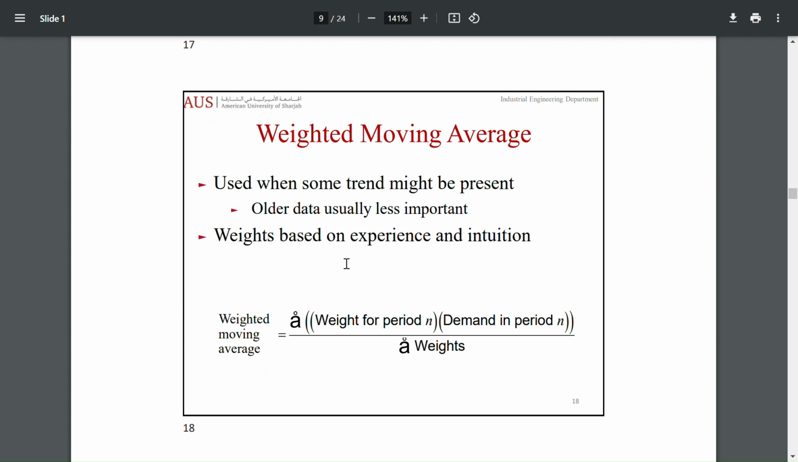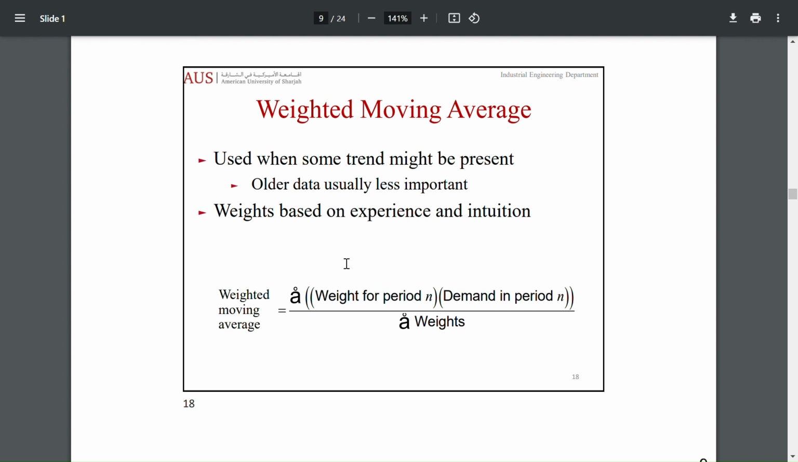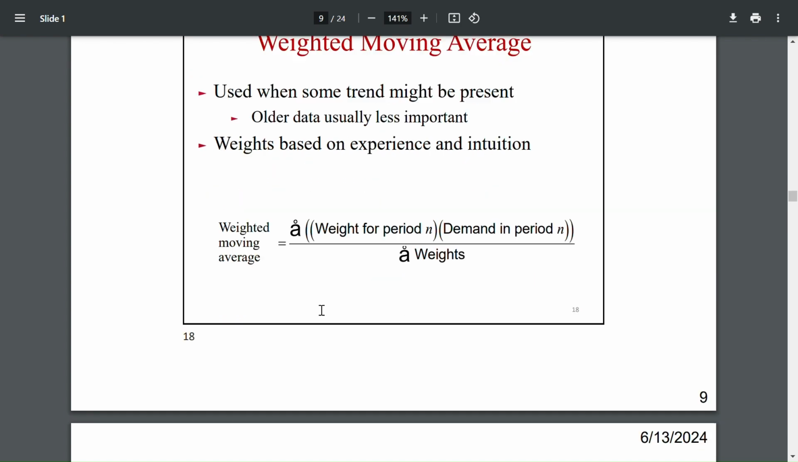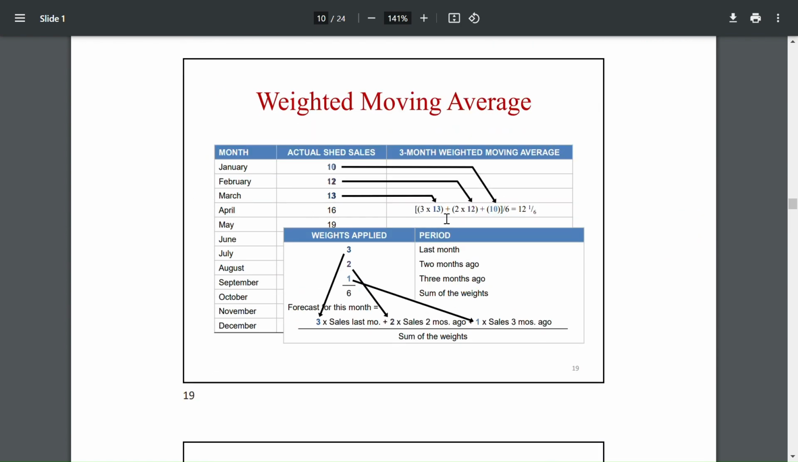So if you have a positive trend, we're gonna assign weights that are higher for the latest values and weights that are lower for the oldest values. For our example here, let's say that we have an upward trend, so we're gonna assign a weight of 3. As you can see, these are the weights 3, 2, 1. We assign a weight of 3 for the latest month, the month before the latest we give a 2, and the month before that we give 1.